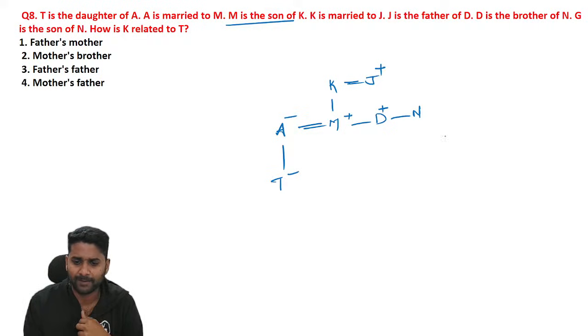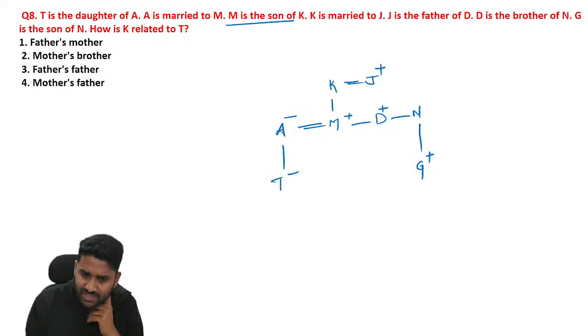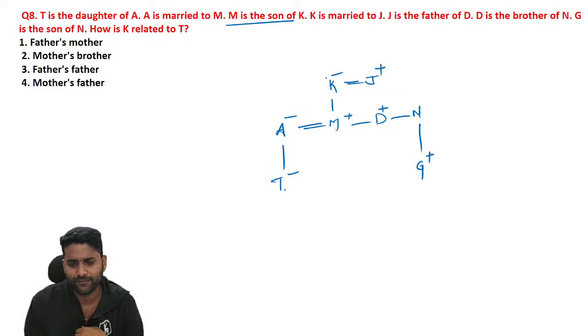G is the son of N. And we don't know the gender of N. Now we are done with the data. Now the question: K is a female person. How is K related to T? So definitely K is T's father's mother. So the answer is father's mother.